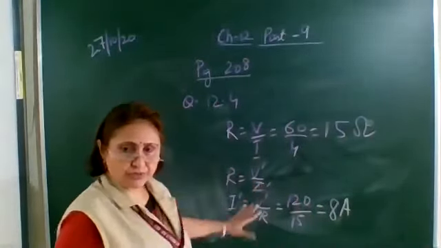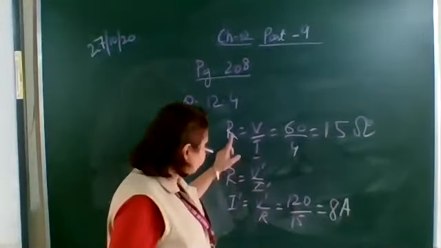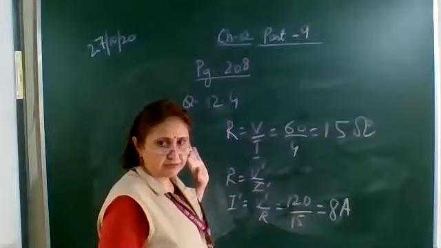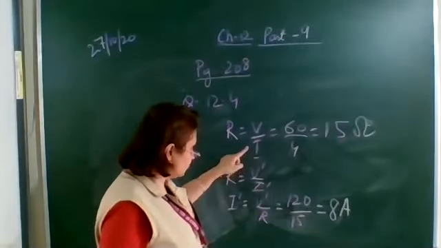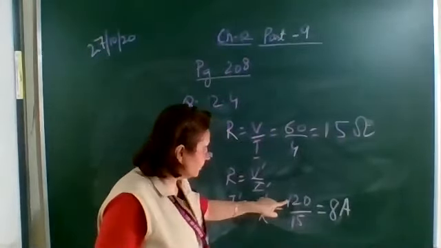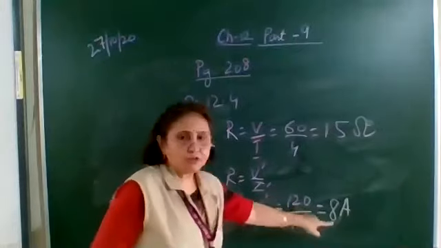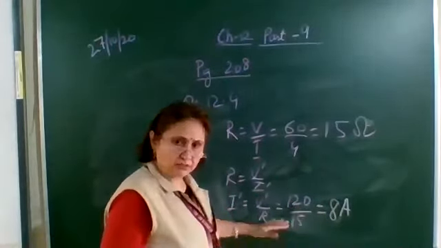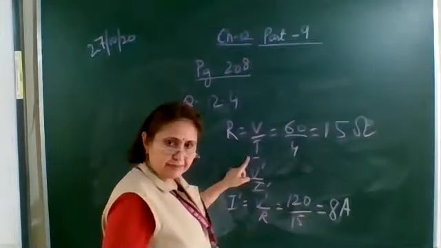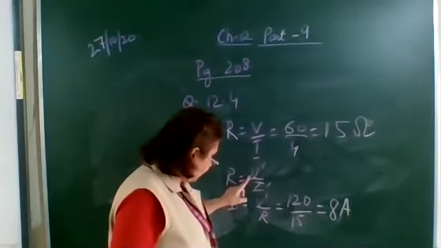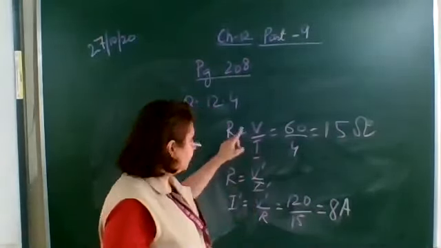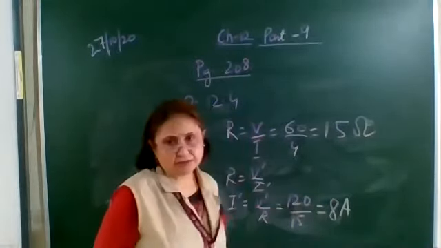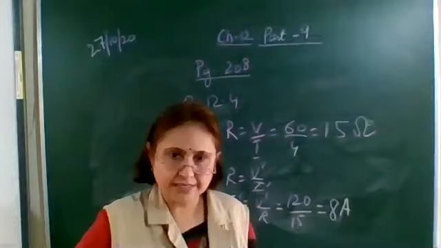Okay, you can do it in this manner. Or if the resistance is the same, we know that V is directly proportional to I. V is doubled, so the current will also be doubled. This way also it could be done, without solving. V is doubled, 60 is made 120 volts, so I will become double, the 4 ampere is 8 ampere.